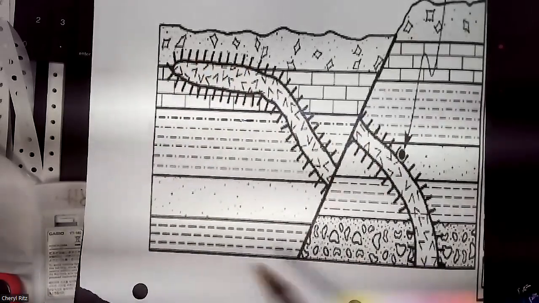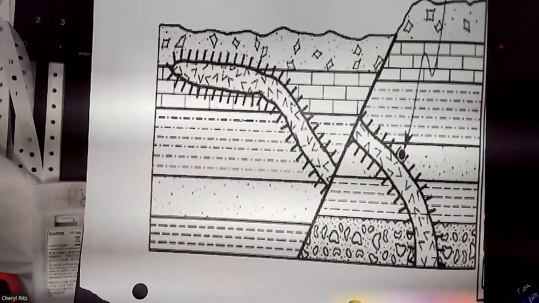And then what's this black line then? The fault, it's a break. So it broke all the layers. If this was a Regents question, those of you doing your homework, pay attention because this will help.